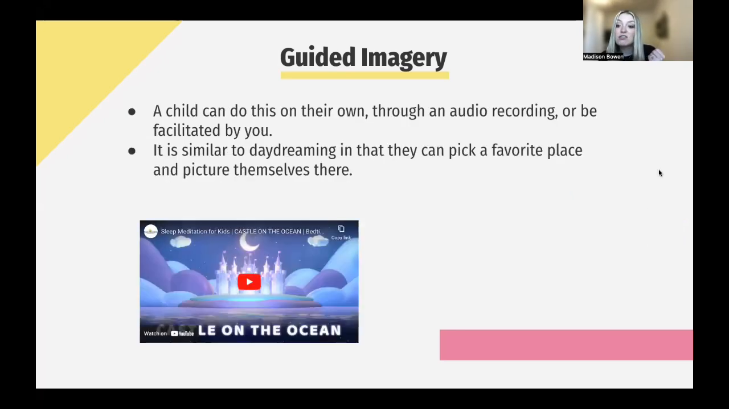So a child can do this on their own or through an audio recording, or it can be facilitated by a caregiver. So it's really, really similar to daydreaming, and that's what makes it so fun, is they can pick their favorite place and picture themselves there. So I've provided an example that I want us to watch just for a little bit.